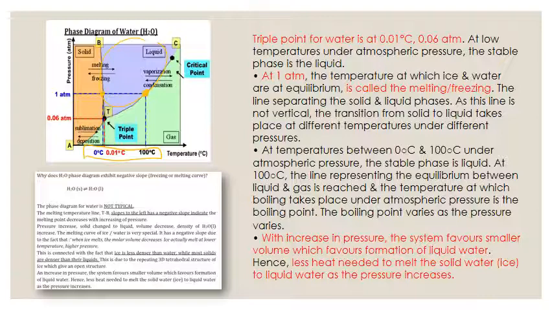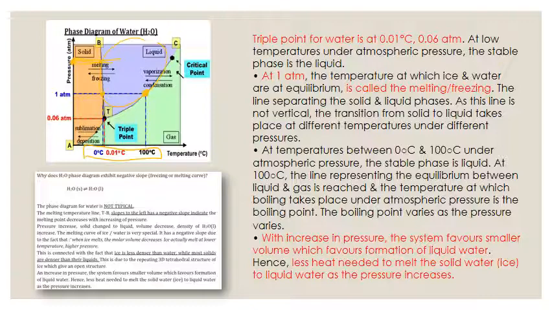So the line representing the equilibrium between liquid and gas is reached, and the temperature at which boiling takes place under atmospheric pressure is the boiling point. So the boiling point varies as the pressure varies. With increasing pressure, the system will favor smaller volume, which favors formation of liquid water. So if we increase the pressure here, what will it favor? It will favor formation of the liquid.